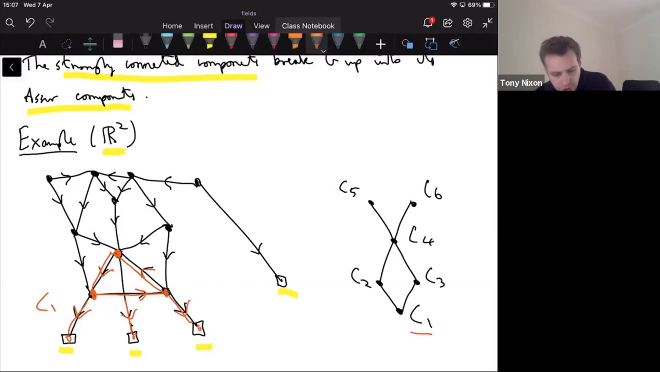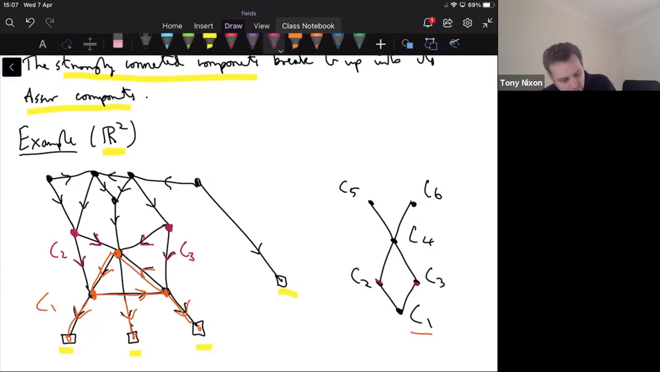So let's change color again. Here we have two choices, right? I could just take this vertex and its two out edges to the pins, or I could have taken this one and its two out edges to the pins. So I have a C2 and a C3, which occur over here in the partial order. Then at the next step, I look for my next one. Those were trivial strongly connected components because they were just single vertices, so there wasn't really much there.